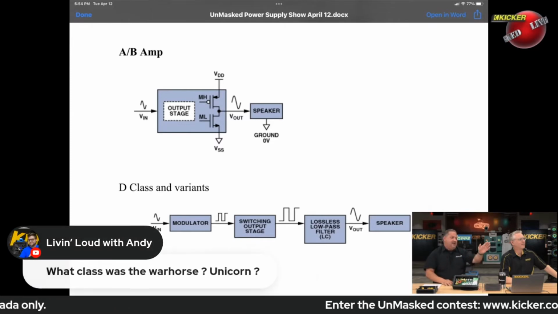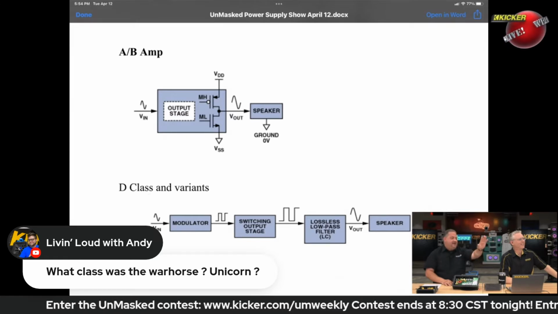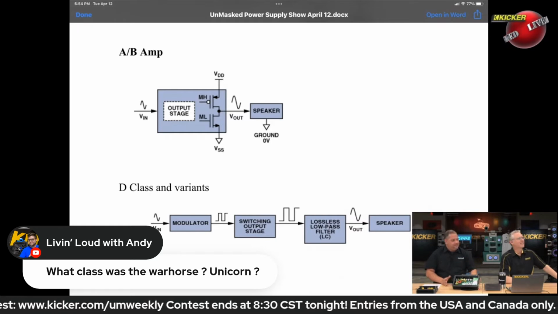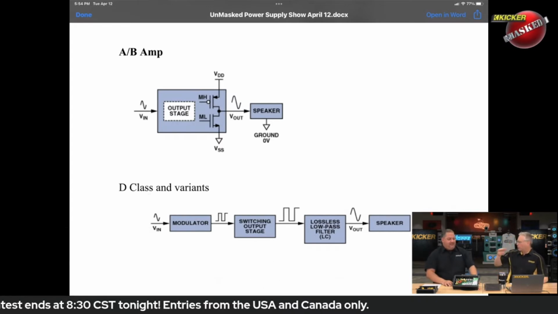If you wanted to look at an A amp, you'd literally just take that bottom piece that says ML there and delete it. And then bias your top FET to 50%, and that would be your A amp. Now, when you're saying biasing, you're talking about the transistor is on. There's current flowing through it.